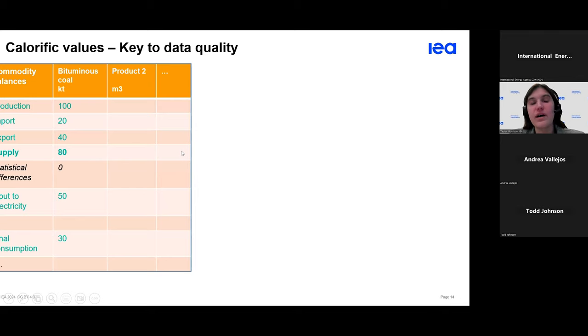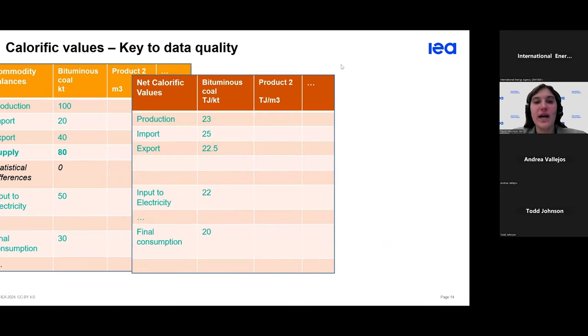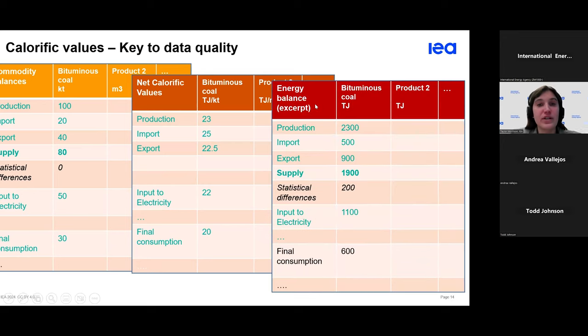Here we have a commodity balance for coal in units of kilotons. And we can see that there are currently no statistical differences in this commodity balance. So we have our calorific values, and for coal we have calorific value by flow, as the energy contents of different flows can vary, especially for coal. And so we apply these calorific values to get the data in terms of energy. But we can see now that we have 200 terajoules of statistical difference. So we have to ask, where did this come from?